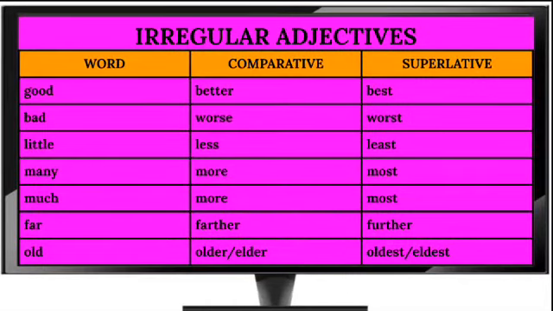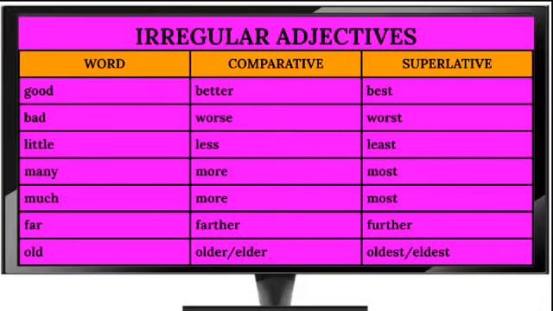Now here we have a table showing you the irregular adjectives and how the comparative and superlative form. So we have a word good, comparative better, superlative best. Bad, comparative worse, superlative worst. Little, comparative less, superlative least. Word many, comparative more, superlative most. Our word much, comparative more, superlative most.